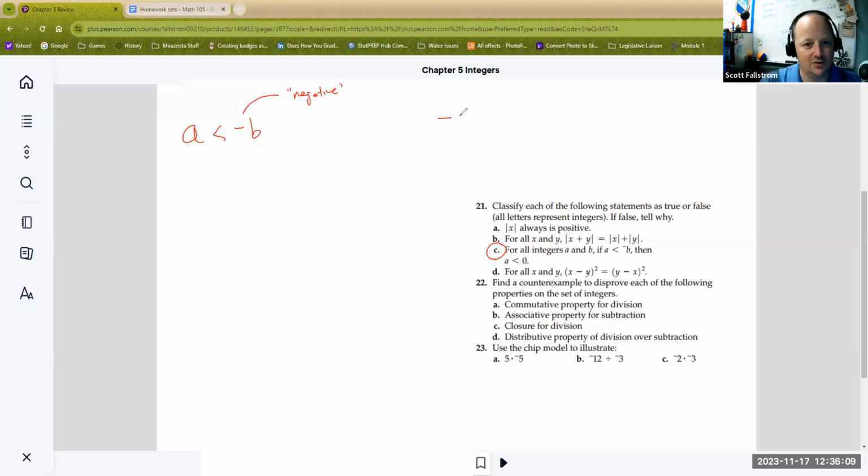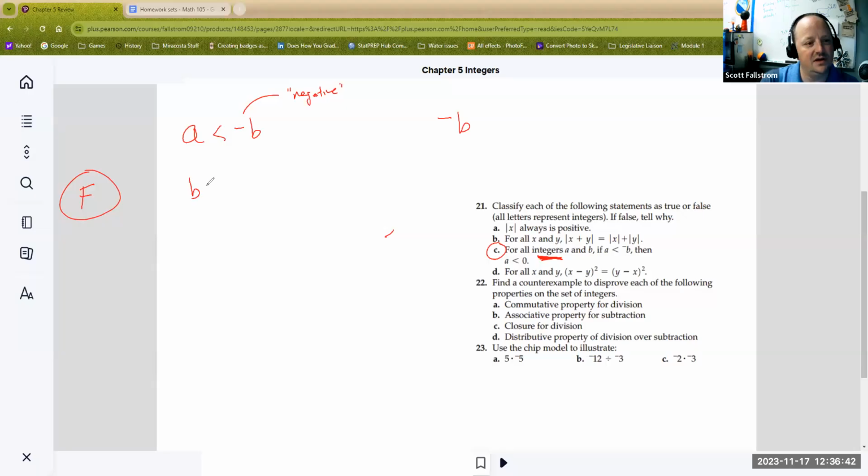This symbol can represent the opposite of B. So yes, if B was a negative number, then the opposite of B would be positive. So if I was answering this for all integers, then what do we have? To me, I would have to say that this one is false because I can come up with a counterexample.